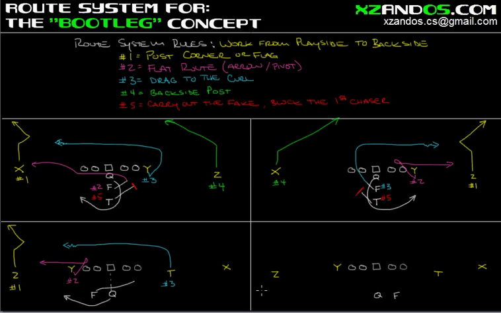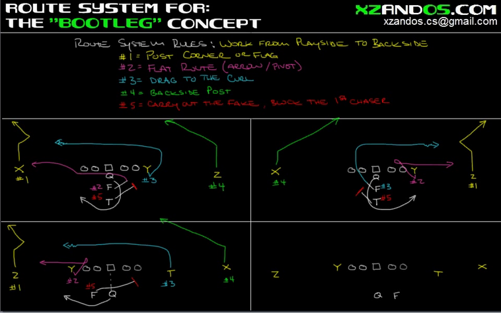And then your backside is going to be number 4. Always is going to be number 4 as the backside. And there again you have your backside post to the middle of the football field. Number 5 is now the fullback. The fullback is now number 5. He is going to carry out his fake and block the first chaser.